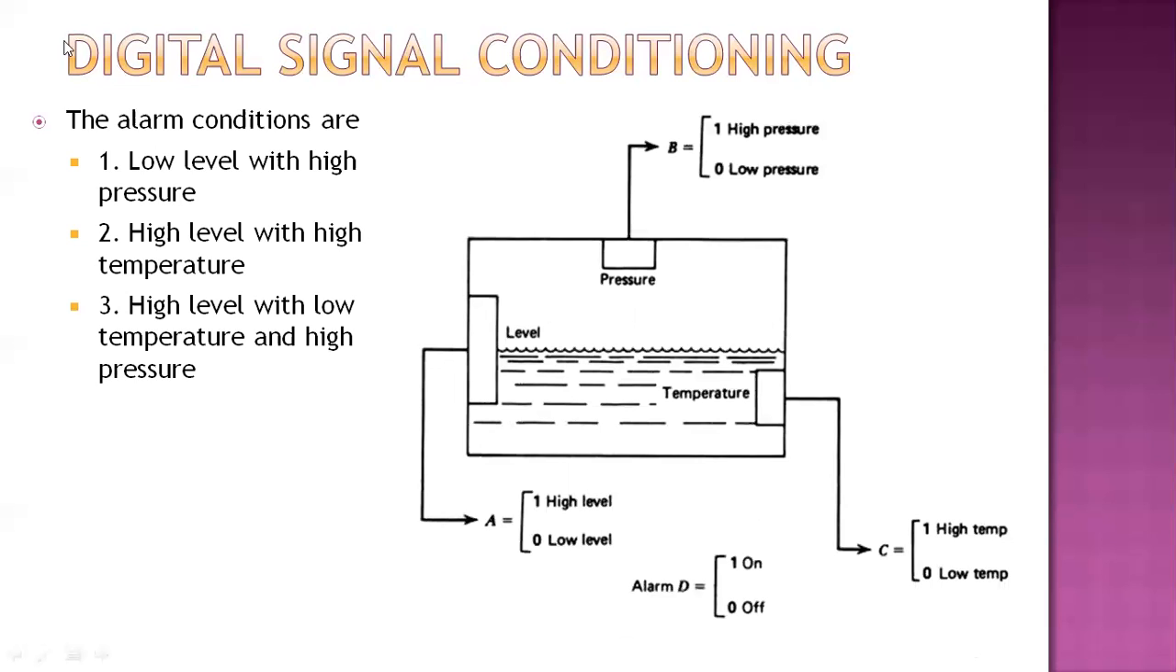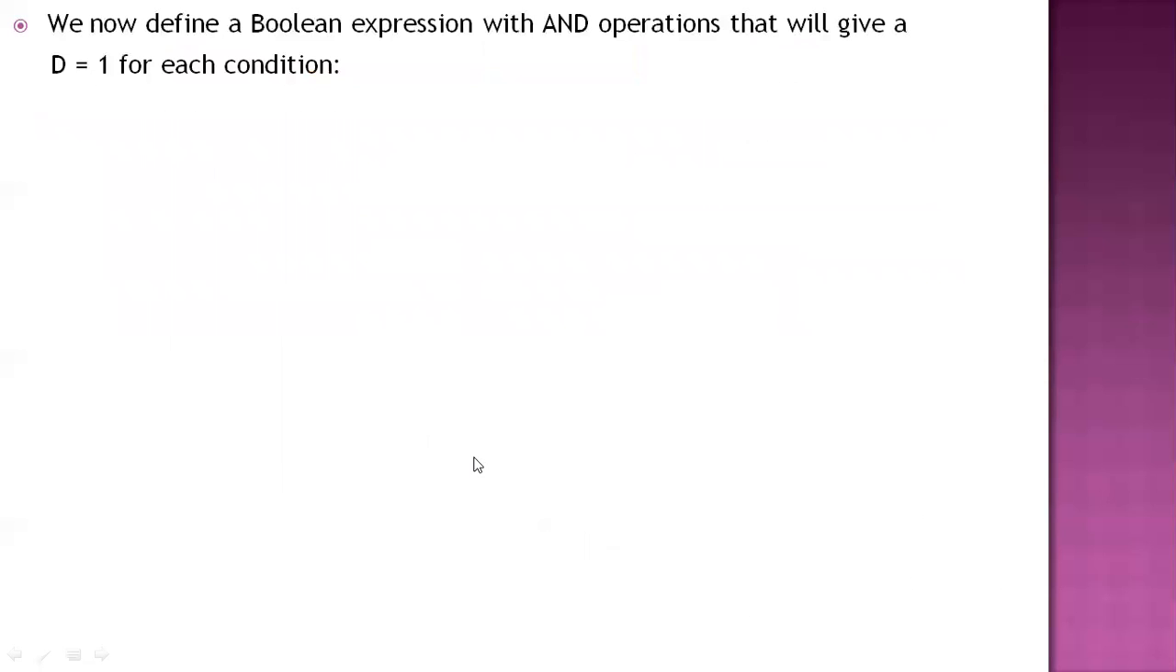So here in the example, we have considered that A is the level, B is the pressure, where 1 indicates high pressure and 0 indicates low pressure. Temperature is C; if it is 1, it indicates high temperature, or 0, low temperature. Similarly, the alarm is D; if it is 1, then you can consider it is on, and otherwise it will be off.